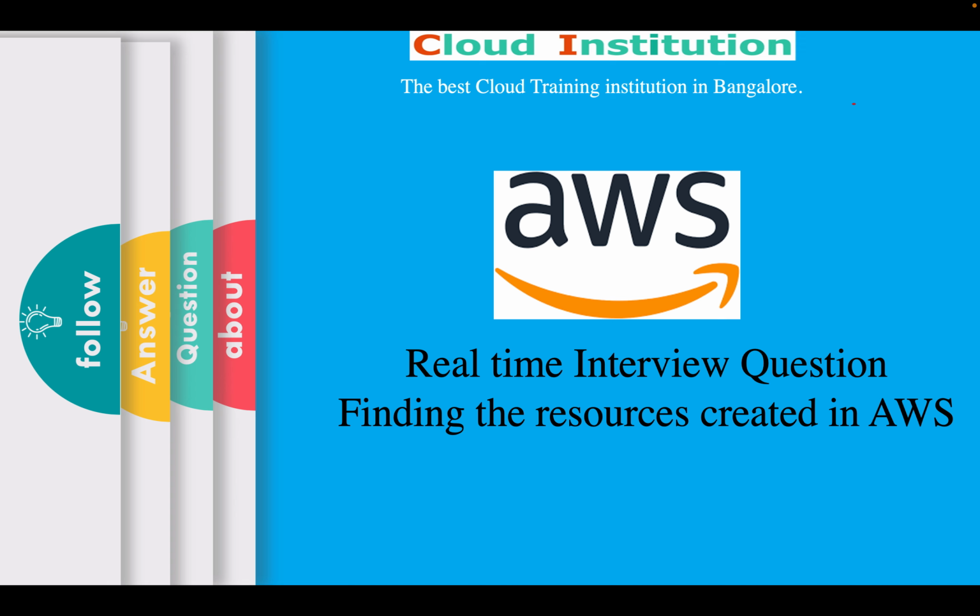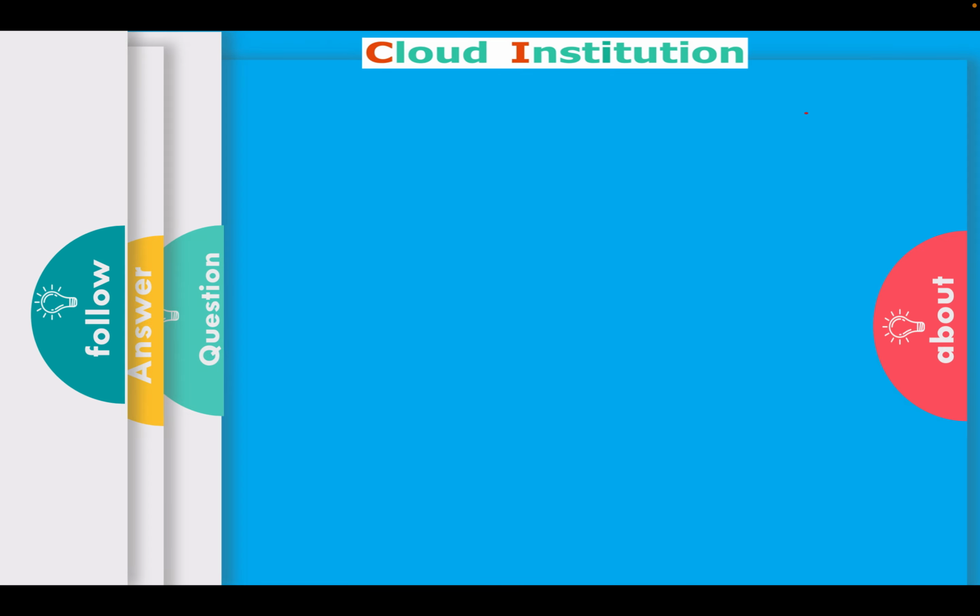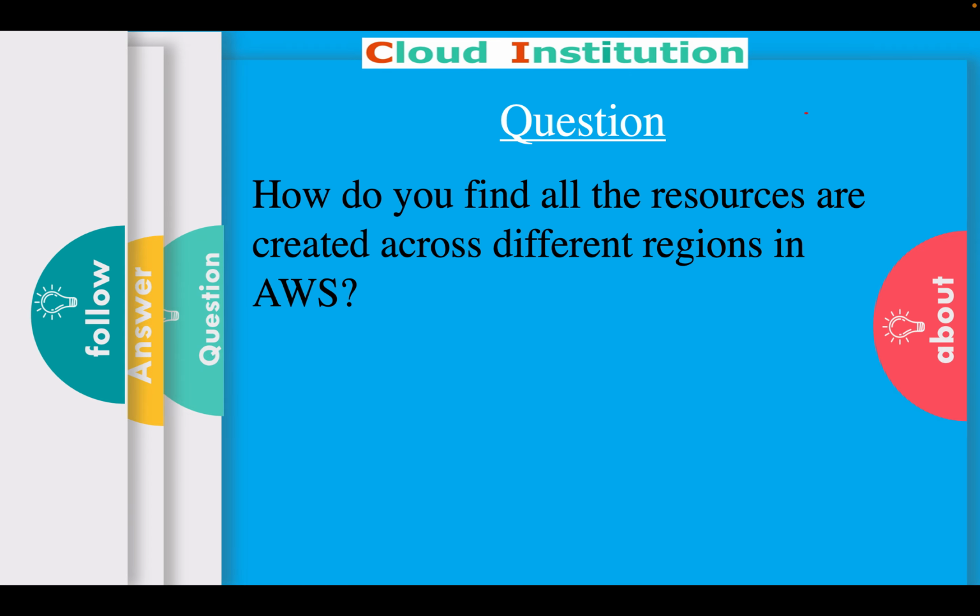Today in this video we're going to see a real-time interview question on AWS, which is: find the resources created in AWS. The actual question is, how do you find all the resources that are created across different regions in AWS? This is a common question which has been asked by so many students whom I'm training.